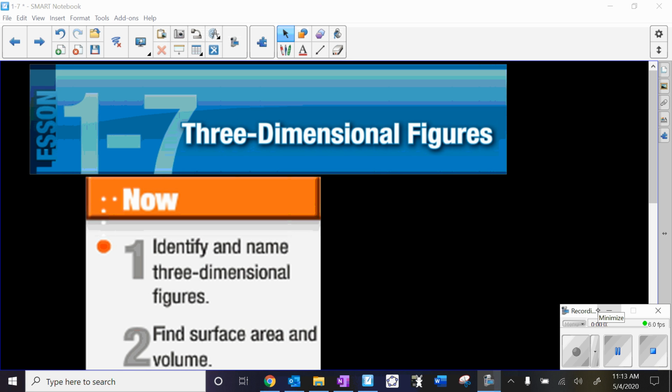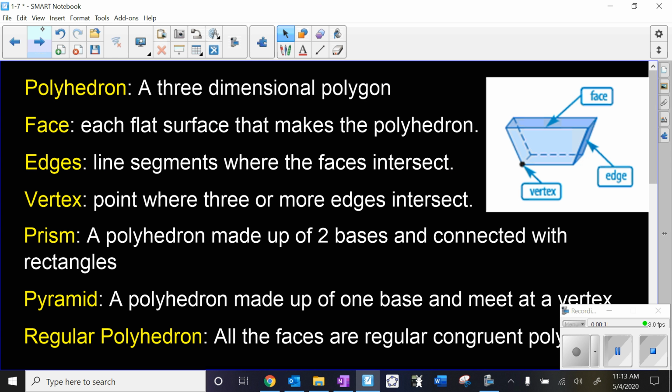The last section in chapter 1, we're going to deal with three-dimensional figures. So we'll identify and name three-dimensional figures and then do a little bit with surface area and volume to finish out the section. So there, again, is a ton of vocabulary. We're going to be dealing with a lot of these different things. Probably the most important ones are going to be what is a prism and a pyramid. But I'll go through each one of these as well.